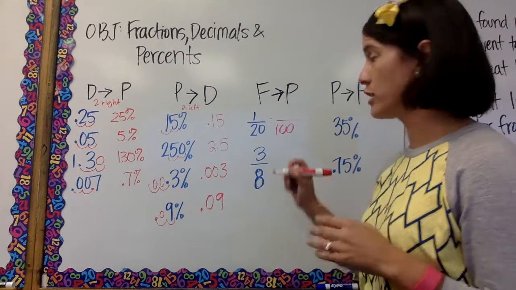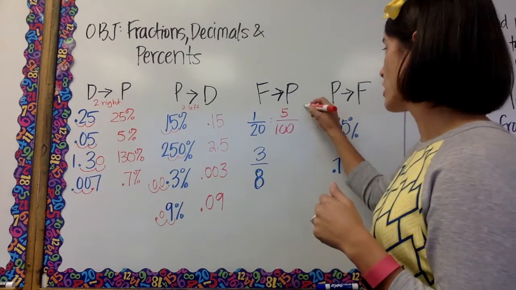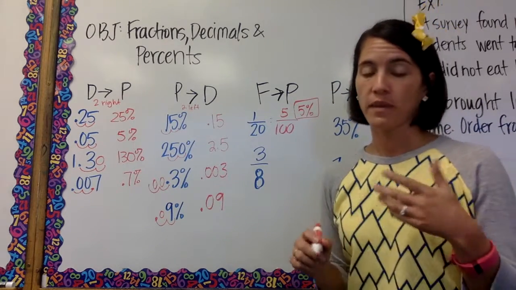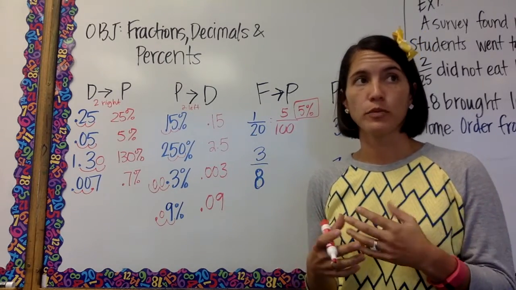5 times 20 is 100. So 1 times 5 is 5. And 5 out of 100 is 5%. That would be your answer, 5%. I found equivalent fractions with a denominator of 100. And then you can find your percentage.